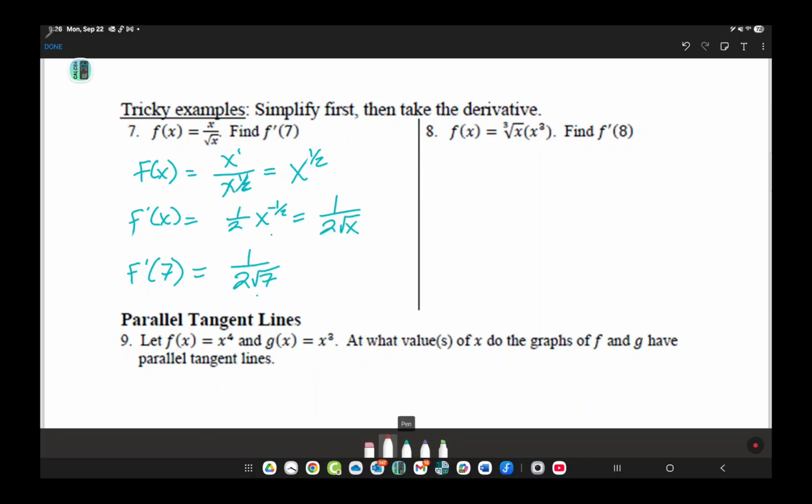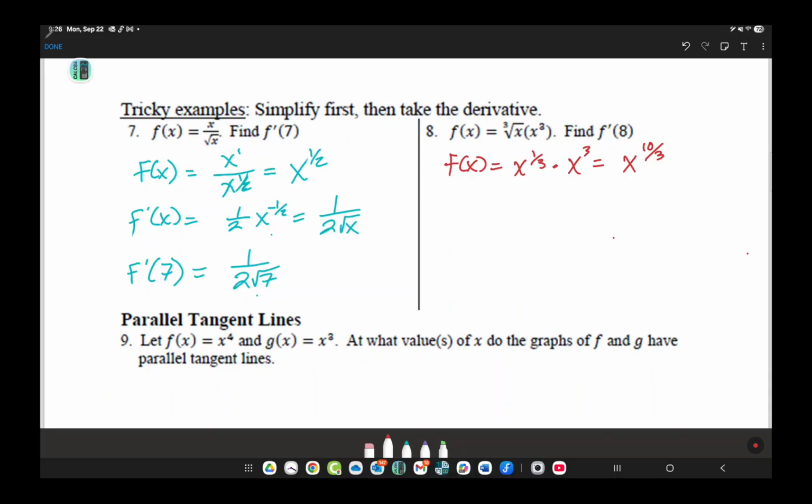All right. So f of x is equal to x to the 1/3 times x to the 3rd. Now, when multiplying variables, you add the exponents, and instead of having 3 1/3, we want that as an improper fraction. So that is going to be x to the 10/3.